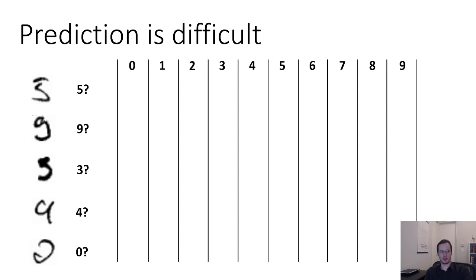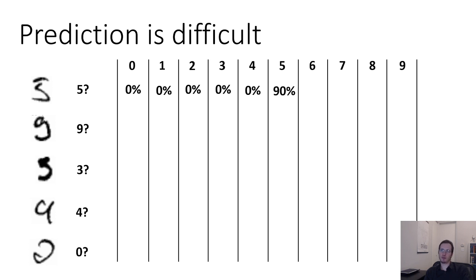What if we instead imagine predicting probabilities over labels? If we're looking at this 5-ish looking thing, we say, well, 0% that it's a 0, it's definitely not a 0, it's not a 1, it's not a 2, well, it could be a 3, or maybe it's 0% 3, I don't know.